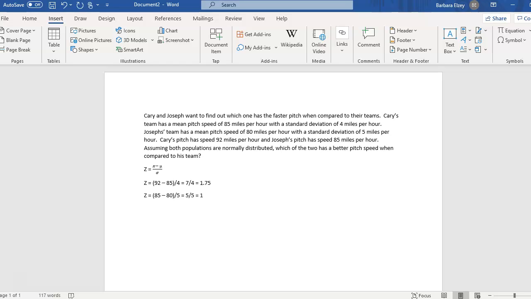He is faster than the rest of his team, but in comparison, Carrie is 1.75 standard deviations away from the mean. In comparison to his team, the difference is larger than Joseph's. So Carrie has the fastest pitch in comparison to his team.